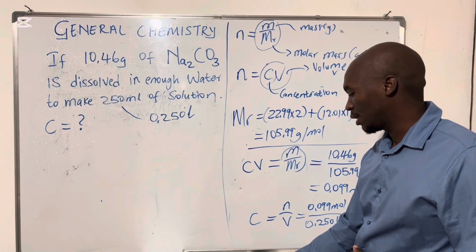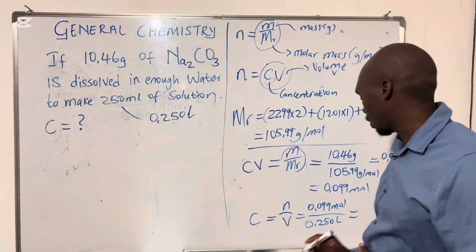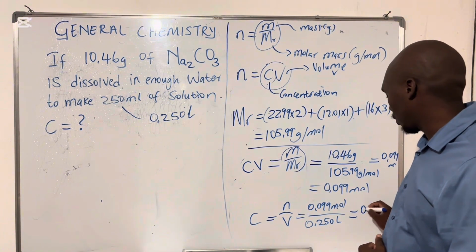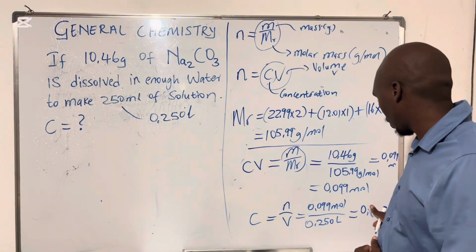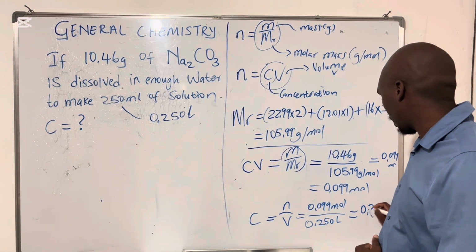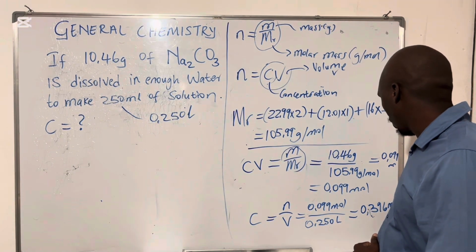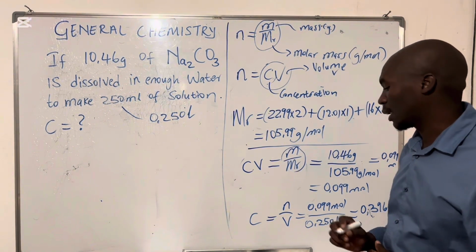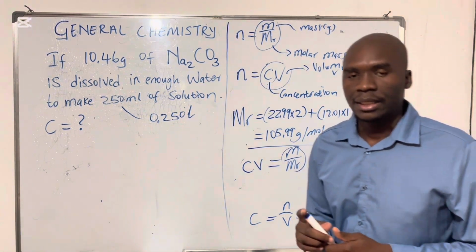So let's press a calculator and say 0.099, we divide it by 0.25. Then the answer is equal to 0.396 mole per liter, like that. So that's the answer as far as this question is concerned.